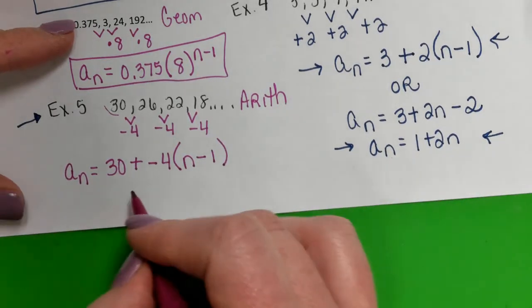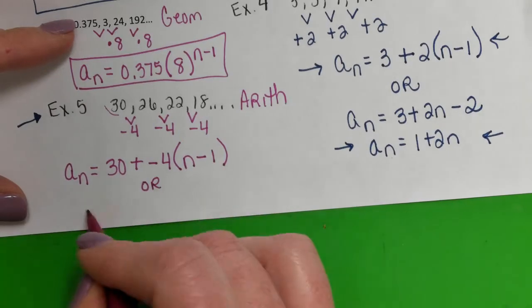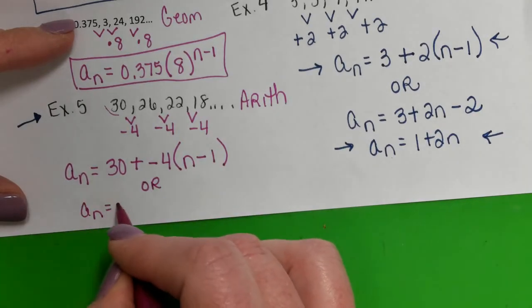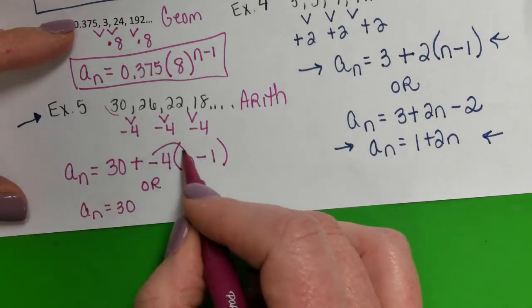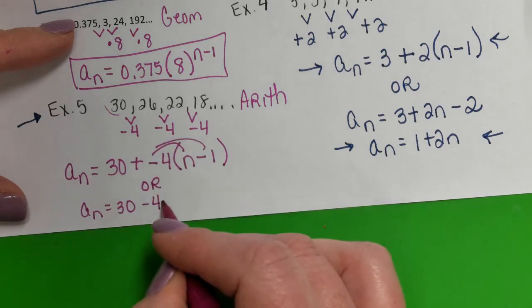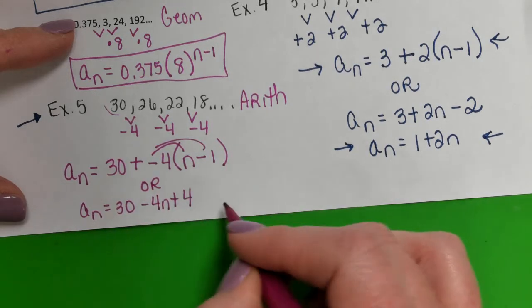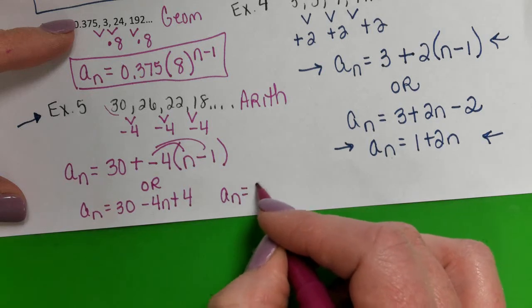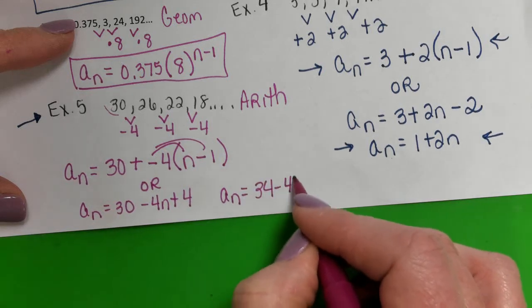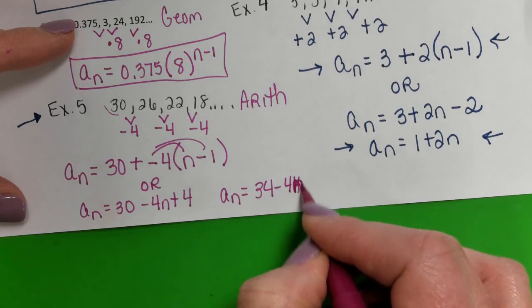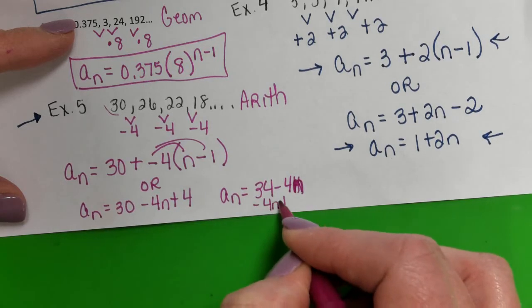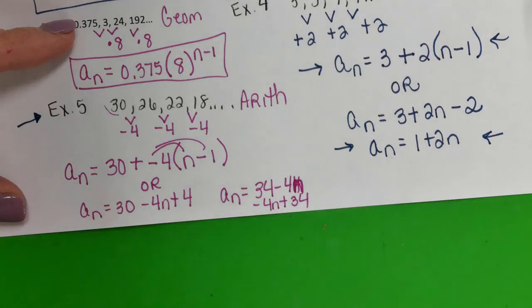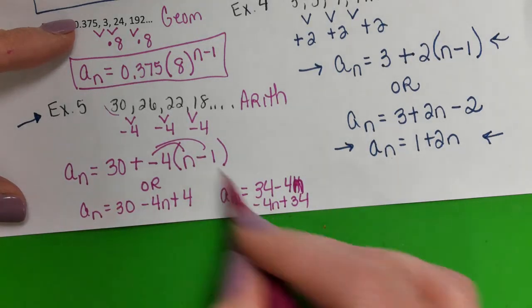So if we just put -4, that would be okay, to the n minus 1. That's a perfectly acceptable answer, or we can take it a step further, and I'm going to distribute the -4, and so then we get a sub n equals 34 minus 4n. Whoops. Or -4n plus 34.